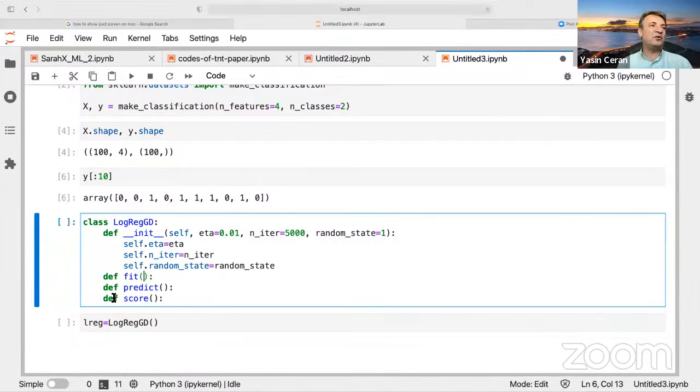Okay, so let's talk about the fit function. For fit, of course, I will first use self. Every time you call a function in a class, the first parameter is always self. And then, of course, I need x and y. Remember, x is the attribute set, y is the target variable.